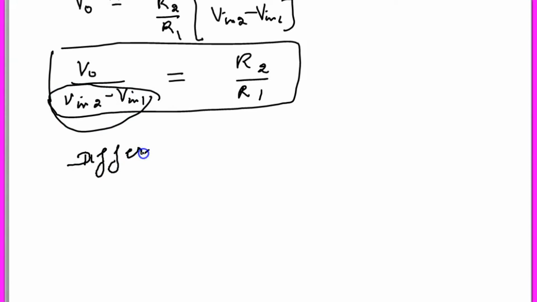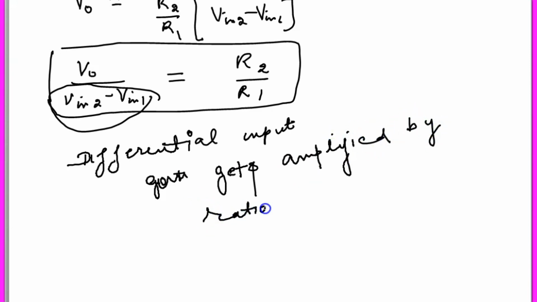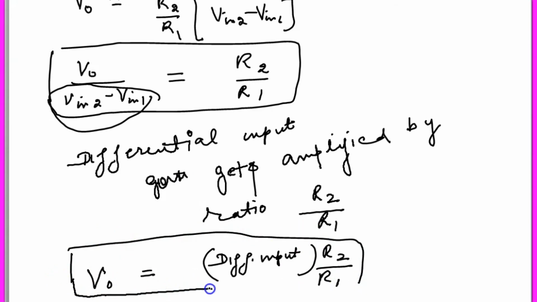So this instrumentation amplifier gives us output V0, which is amplified by R2 over R1 to the differential signal. So the output is the differential input multiplied by R2 over R1. So it is having all the characteristics. This instrumentation amplifier has the characteristics which are required for instrumentation.